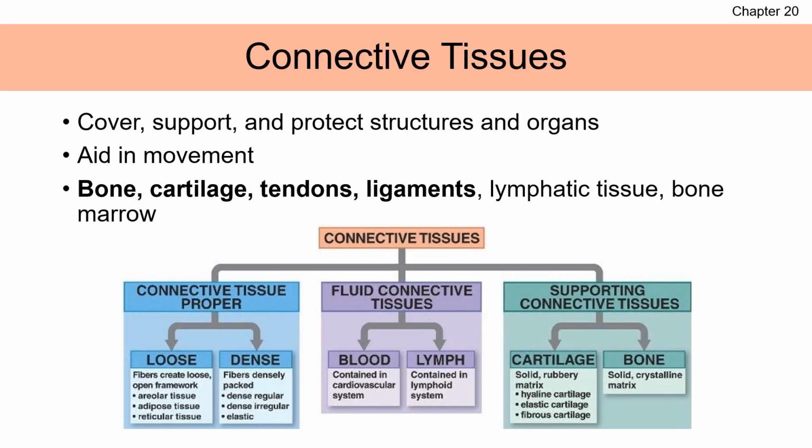Connective tissues. So connective tissues are all throughout our body. They cover, support, and protect our structures in our body and our organs, and they aid in movement. So our connective tissues include bone, cartilage, tendons, ligaments, lymphatic tissue, and bone marrow. What we're talking about in this chapter is going to be related to bone, cartilage, tendon, and ligaments.